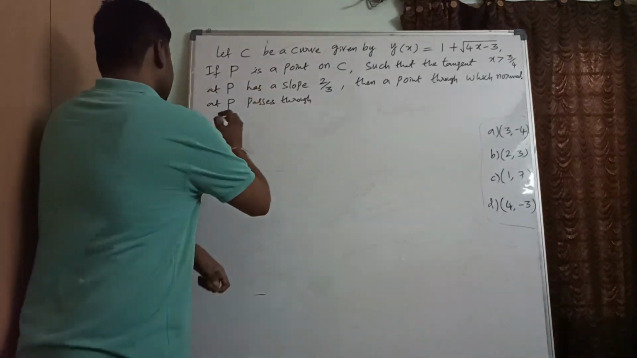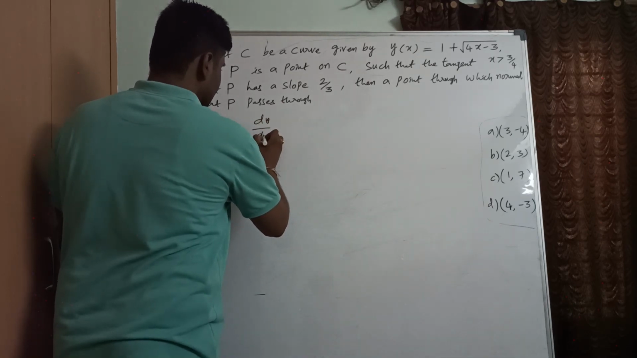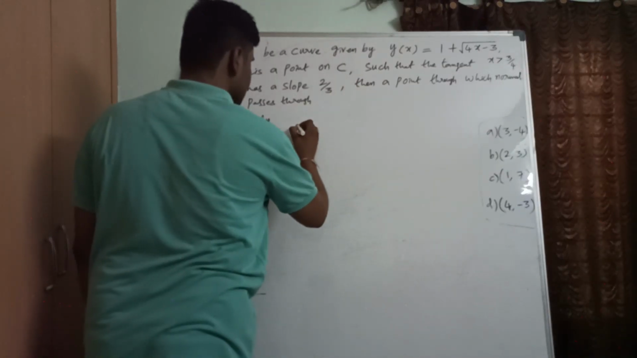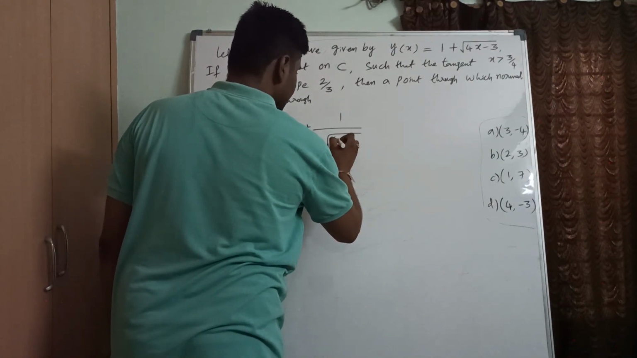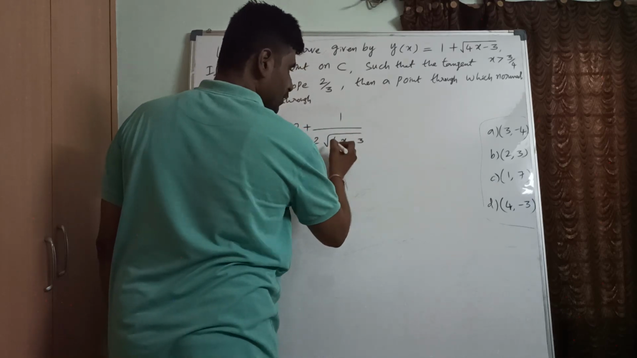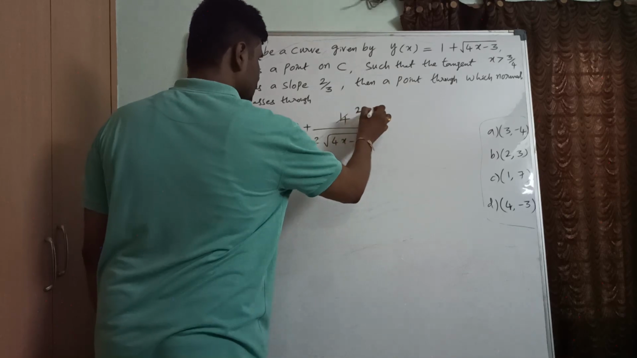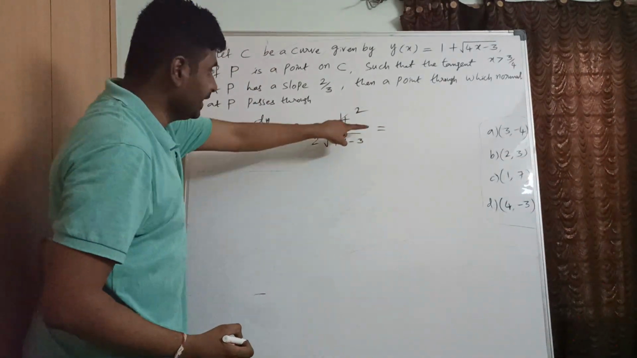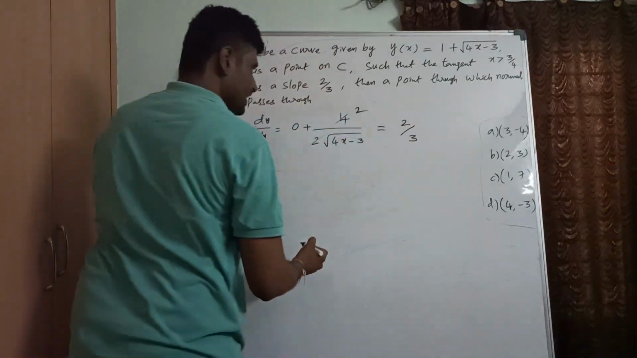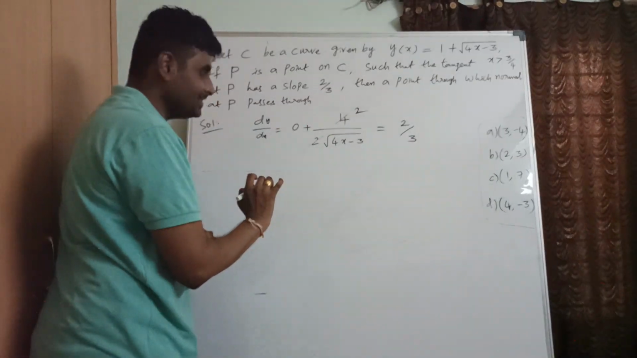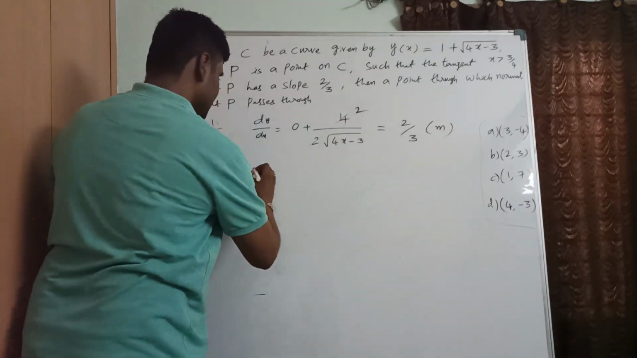Right. So first of all, let me derive y. dy by dx equals derivation of 1, 0, derivation of root of 4x minus 3, so 1 by 2 root 4x minus 3. Again derivation of 4x minus 3, 4. Correct? So the 2 and 2 we can cancel. So can I equate this dy by dx to slope? What is slope? 2 by 3. Correct? So this 2 can be cancelled. This is slope. Right? 2 2 cancel.